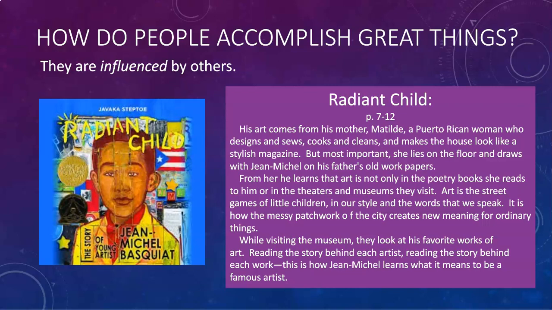His art comes from his mother, Mathilde, a Puerto Rican woman who designs and sews, cooks and cleans, and makes the house look like a stylish magazine. But most important, she lies on the floor and draws with Jean-Michel on his father's old work papers. From her, he learns that art is not only in the poetry books she reads to him or in the theaters and museums they visit. Art is the street games of little children, in our style and the words that we speak. It is how the messy patchwork of the city creates new meaning for ordinary things. While visiting the museum, they look at his favorite works of art, reading the story behind each work. This is how Jean-Michel learns what it means to be a famous artist.